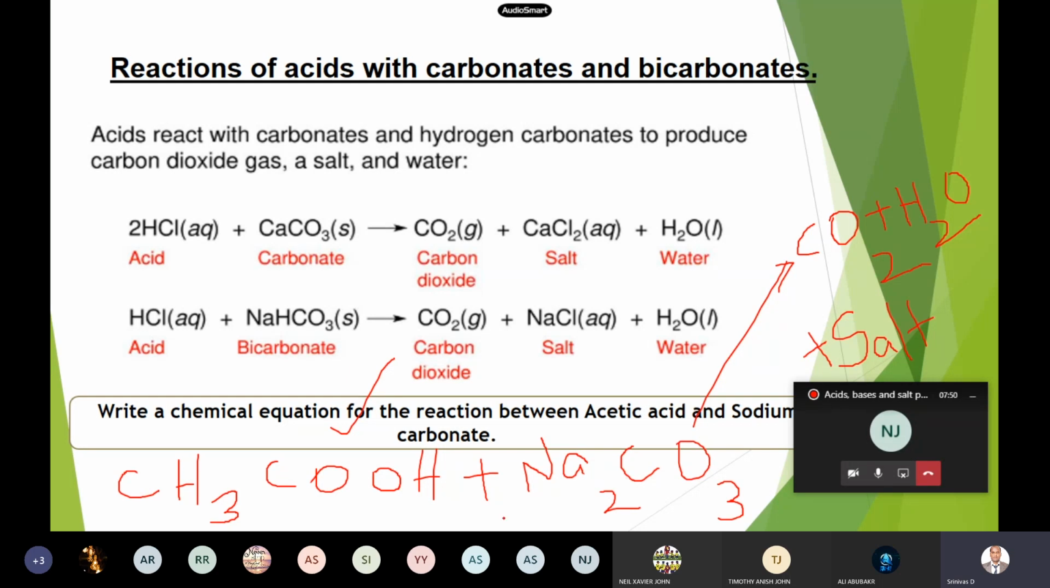I'll give you a clue. Replace this hydrogen of the acetic acid by this sodium, then you will get the answer. To get the salt, you just replace this hydrogen by one of the sodium from here, then you will get the answer.